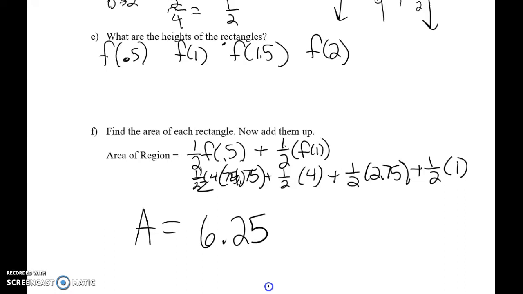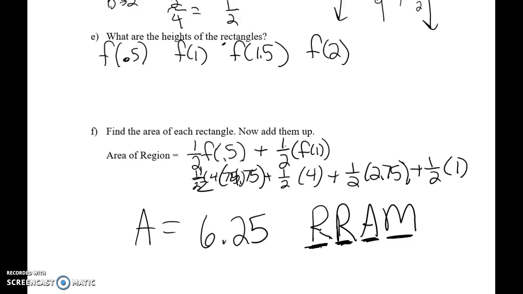And what we did to figure out this area, we used what's called the RRAM. That stands for the right rectangular approximation method. We use the right endpoints to make rectangles to approximate the area under the curve. Let's go on to the next.